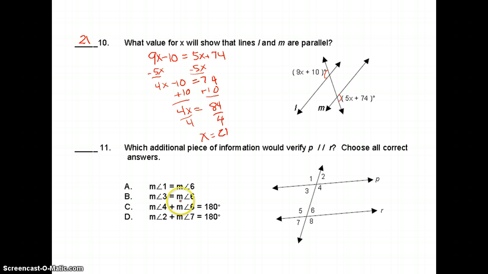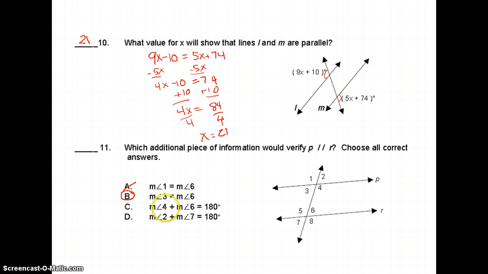21. Now, 11. Which additional piece of information would verify that P is parallel to R? Choose all correct answers. Okay, 1 and 6. 1 is congruent to 6. That is not one of the pairs of angles that we learned about, so that is not going to be one of our answers. Angle 3 is equal to angle 6. Angle 3 and angle 6. These angles, as you can see, are interior and they're alternate, so they have to be congruent, and then the lines will be parallel, so B works.